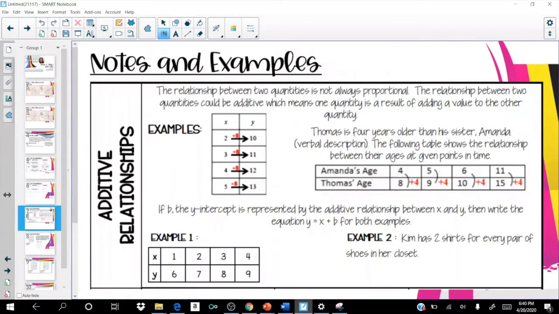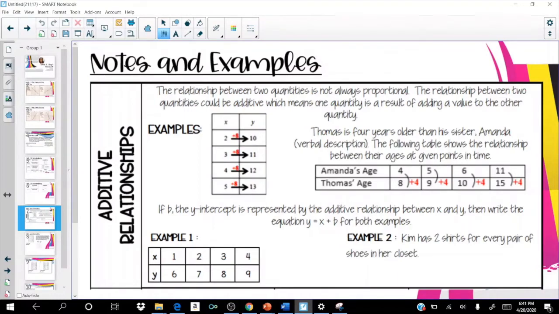Alrighty, let's move on. Let's discuss additive relationships. The relationship between two quantities is not always proportional. The relationship between two quantities could be additive, which means one quantity is a result of adding a value to another quantity. You can represent an additive relationship in a table. If you look at the table, you have x values and y values. You are adding 8 to every x value to get the corresponding y value. 2 plus 8 is 10, 3 plus 8 is 11, and so on. This is representative of an additive relationship.